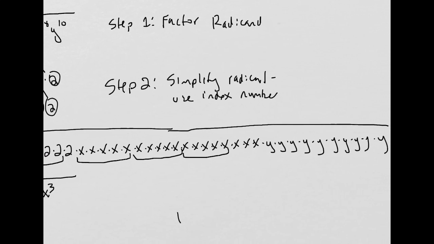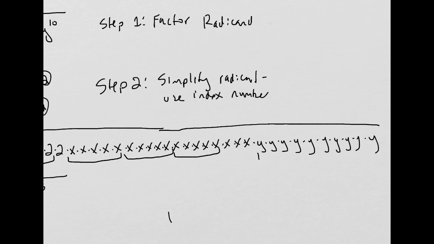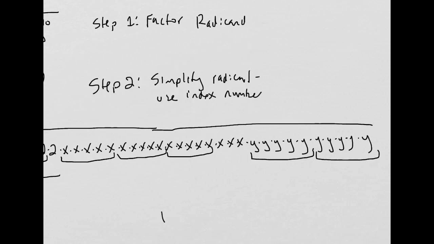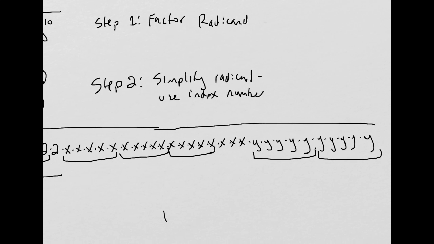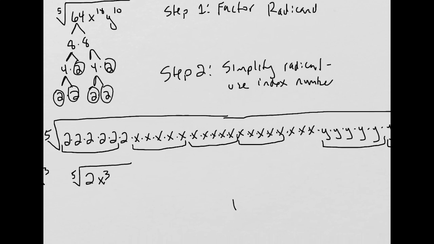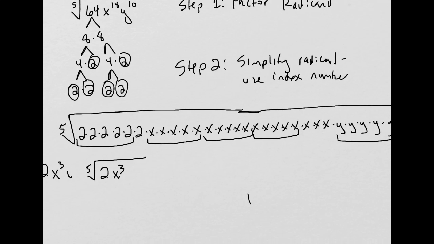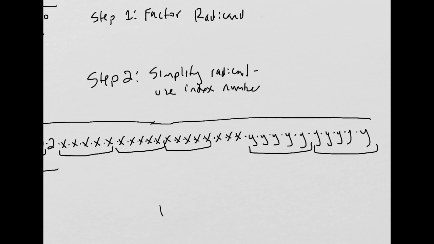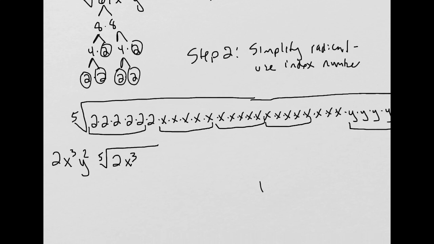If we look at the y's, well, I can make one group of 5, 2 groups of 5, and there are no y's left over. So that means I can pull out a y squared, and I don't have any y's trapped under the radical expression. So this is my final answer.